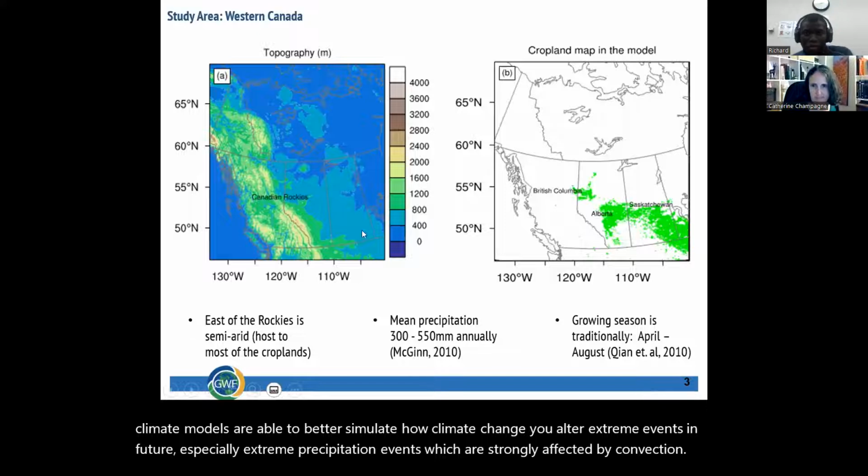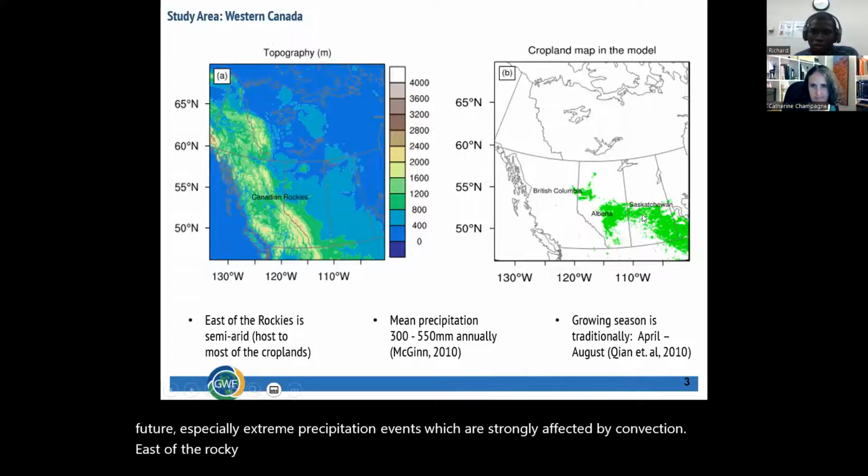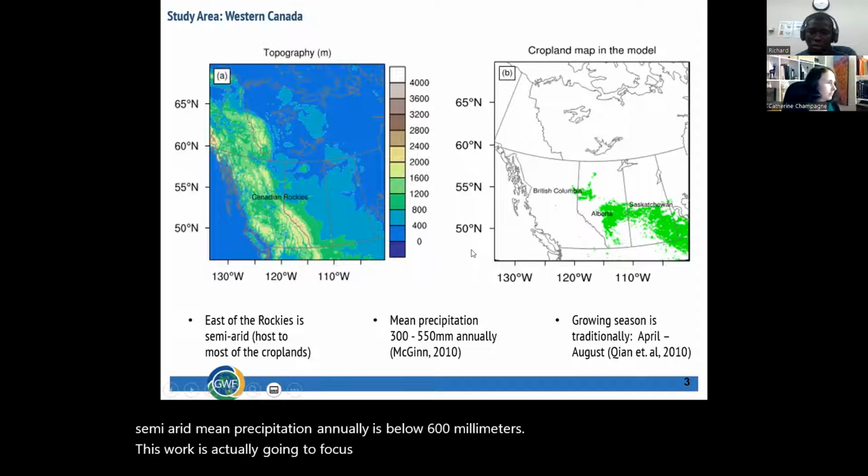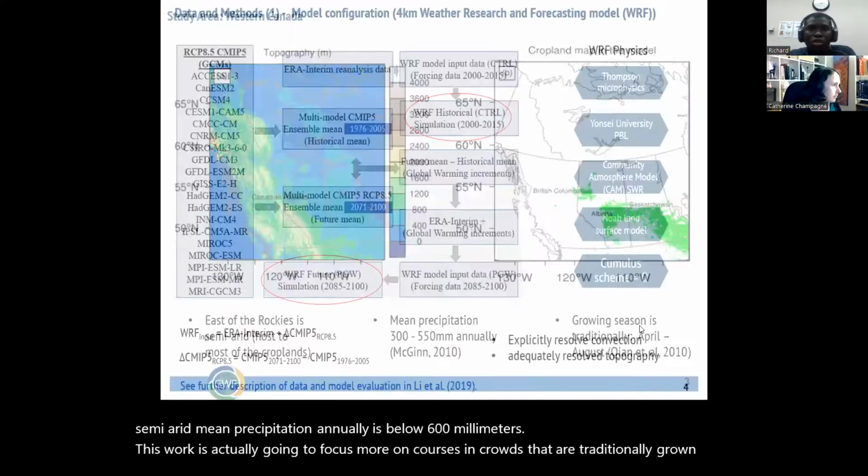East of the Rocky Mountains hosts most of the croplands in Western Canada. These areas are semi-arid. Mean annual precipitation is below 600 millimeters. This work is actually going to focus more on cool season crops that are traditionally grown from April to August.